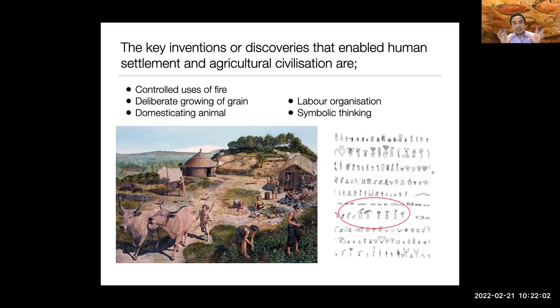And then the last one, we found that humans in the past began to show symbolic thinking. They began to mark symbols on the cave wall, for example, on the clay plate, right? And later on, they began to write.